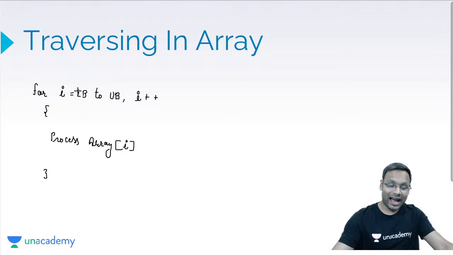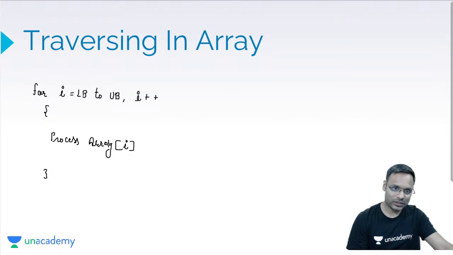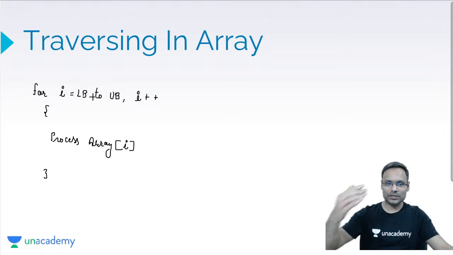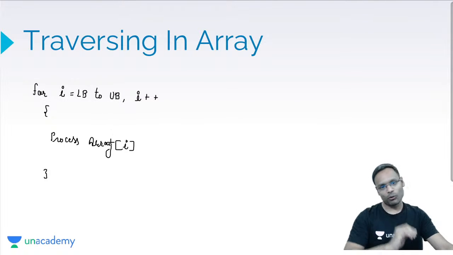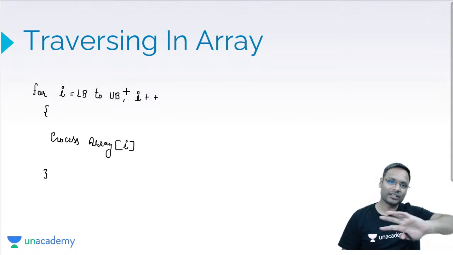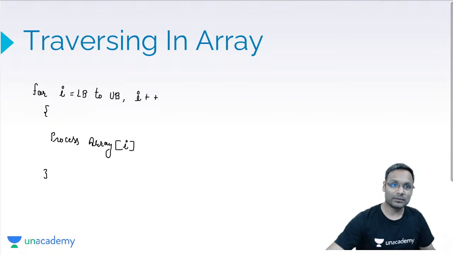So when I is starting from lower bound, first I is at lower bound, process the first element at the lower bound, the starting index, then plus plus LB plus 1 plus 1 plus 1 plus 1. When I index reaches to UB upper bound, okay, process. When I becomes greater than upper bound, after that array stops. Very simple. Yes, very simple.